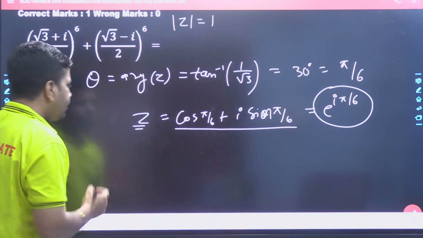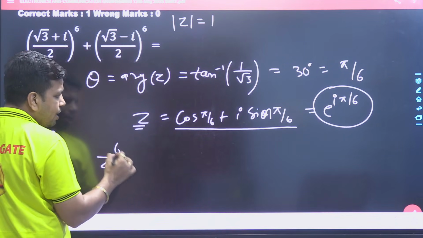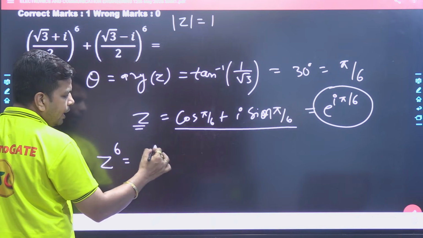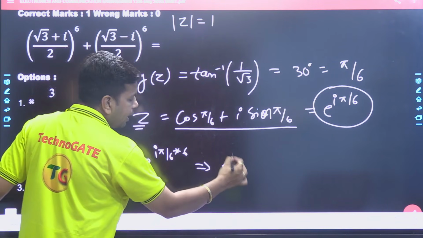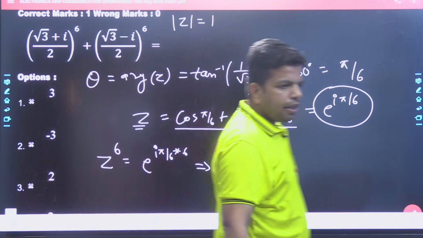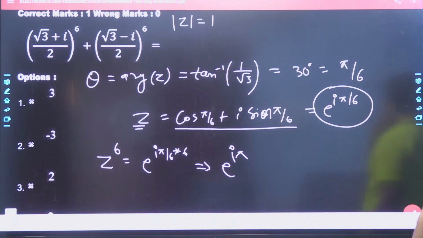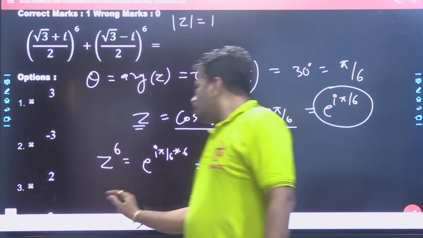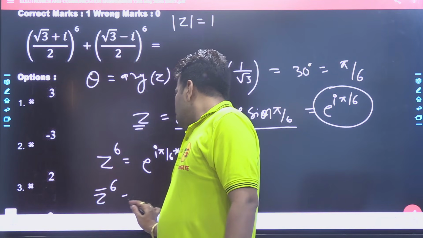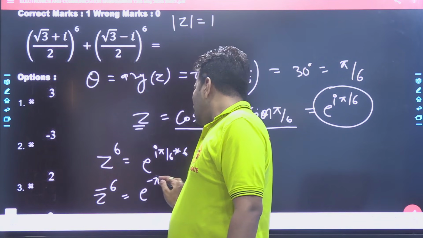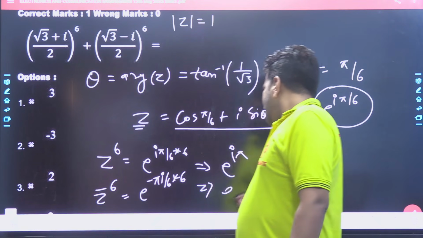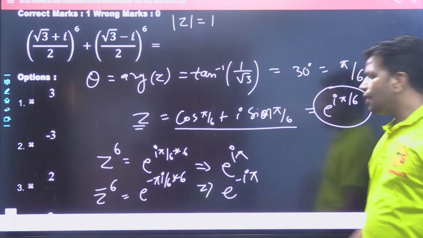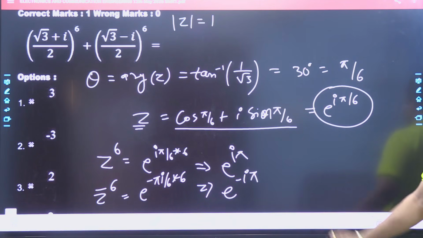So ultimately, if we want to find z raised to 6, it is simply e to the power i pi by 6 multiplied by 6. So this is e raised to i pi. And if we are going to find the value of z bar to the 6, it is simply e to the power minus i pi by 6 multiplied by 6. So this is simply e to the power minus i pi.